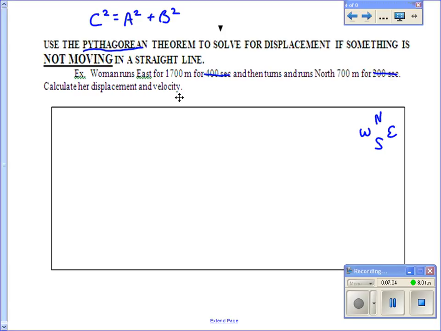So a woman runs east. That's going to be to the right, so we're going to draw an arrow to the right. We're going to label it 1,700 meters. And then she's going to turn north and go 700 meters north.